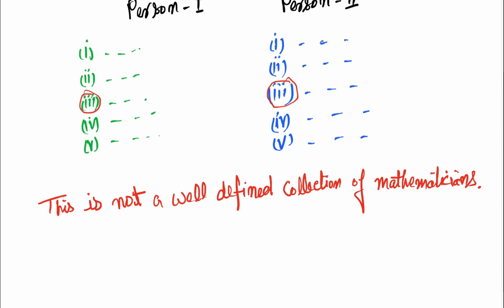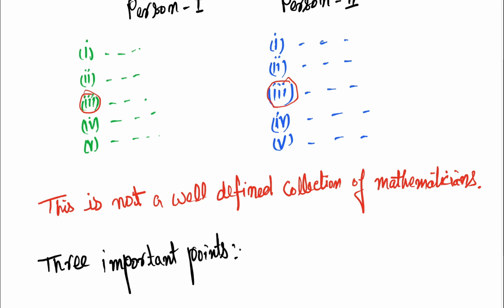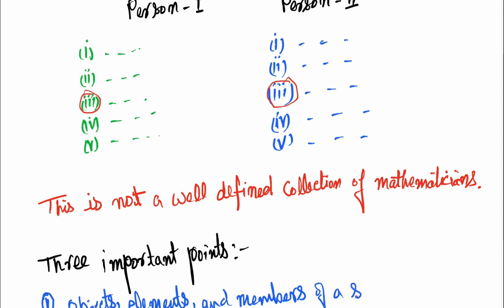Okay, now we are going to talk about three important points about sets. First one: objects, elements, and members of a set are synonymous terms.